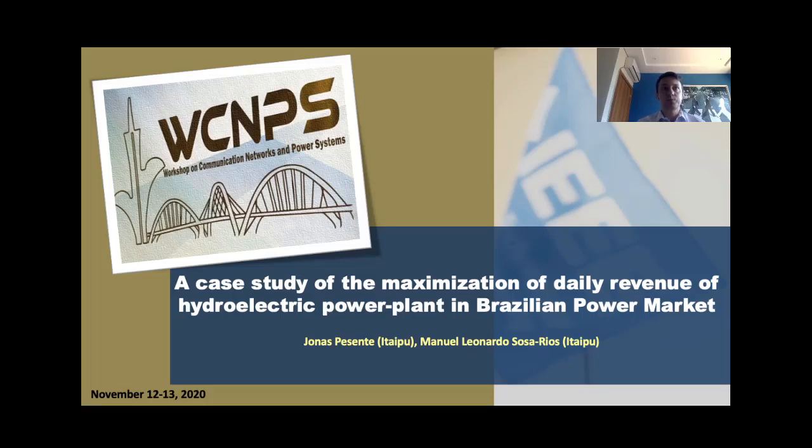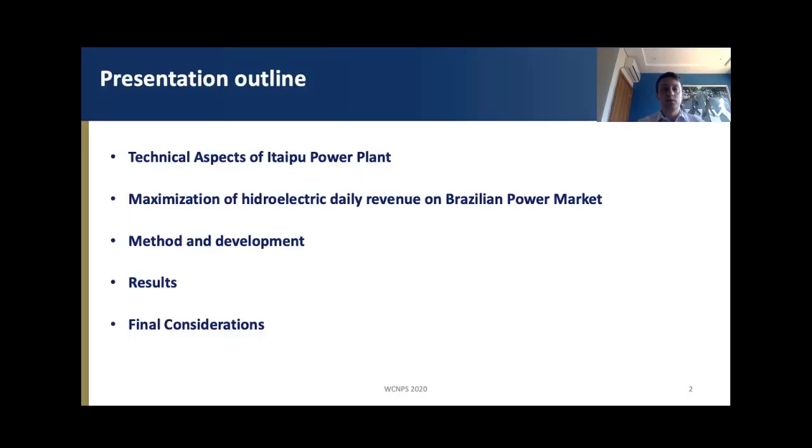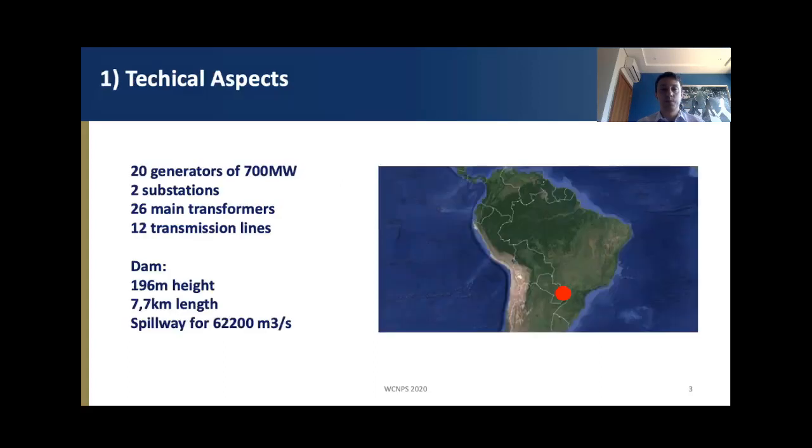The presentation outline is as shown in slide 2. First, I will speak a little bit about the technical aspects of the Itaipu power plant. Then we'll speak about the concepts that we use for maximization of the revenue of a power plant in the Brazilian power market. Then I will show the method that we used, and also speak about the development that we made. I will show some results and the final considerations of the study that we made.